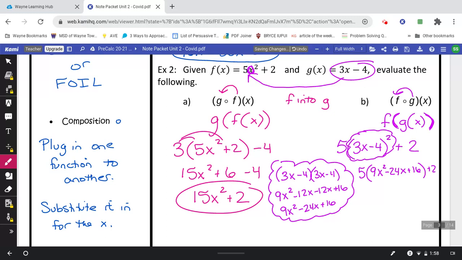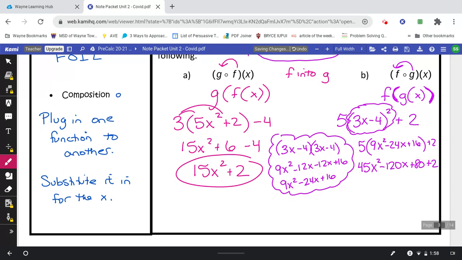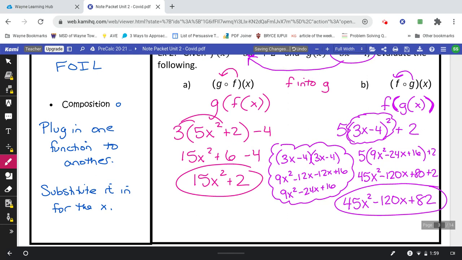From here, we'll distribute. And bring down the 2 at the end. And then you've got your like terms, your integer numbers at the end. You can add those together. Everything else just copies down. And here's your final answer. So based on what the setup of the problem is, once you get the f into the g and the g into the f, it might be a pretty short problem. It might be a pretty long problem.